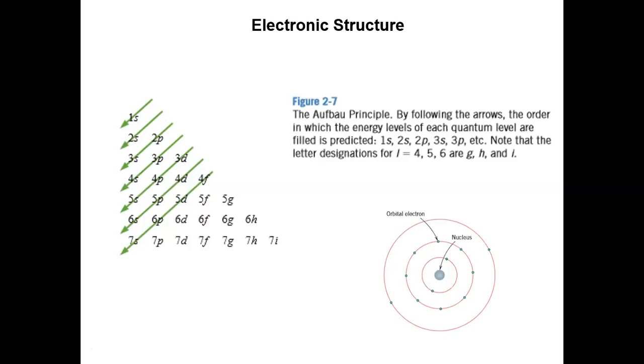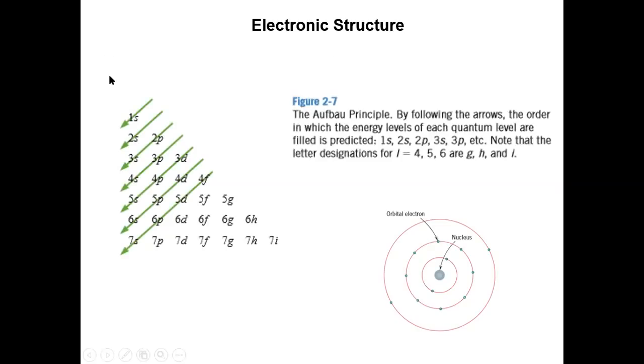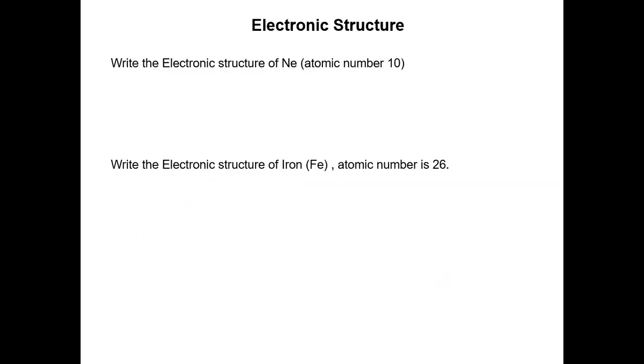Neon has atomic number 10. That means it has 10 electrons in an atom. So 10 means 2 go here, 2 go here, then you have the remaining 6 in the 2p level. So you write it like 1s2, 2s2, 2p6. That is how you write it.